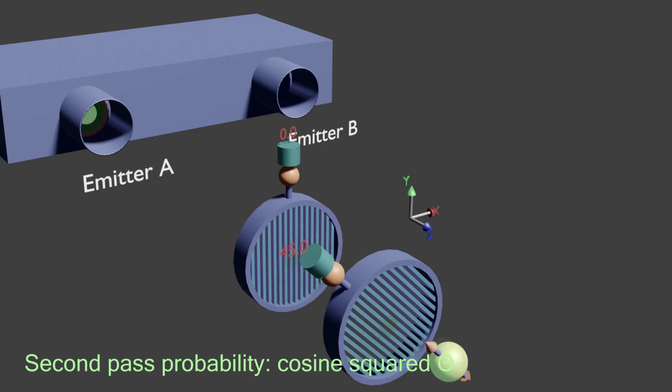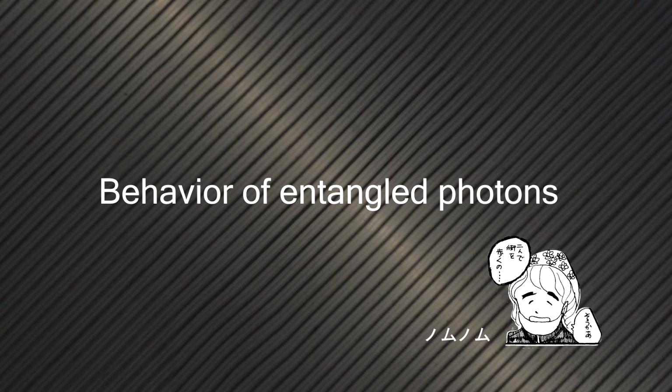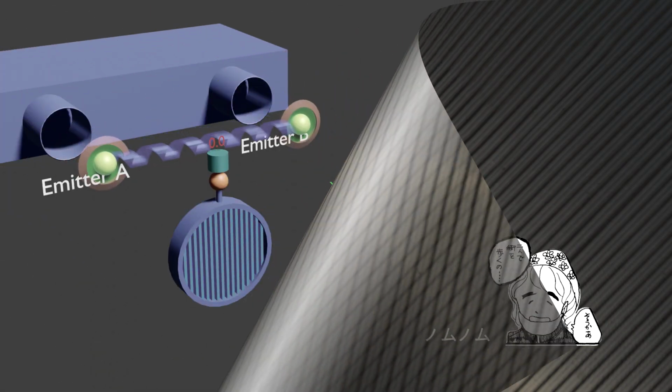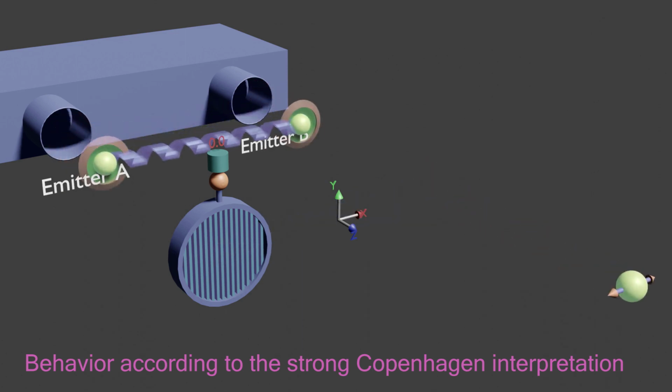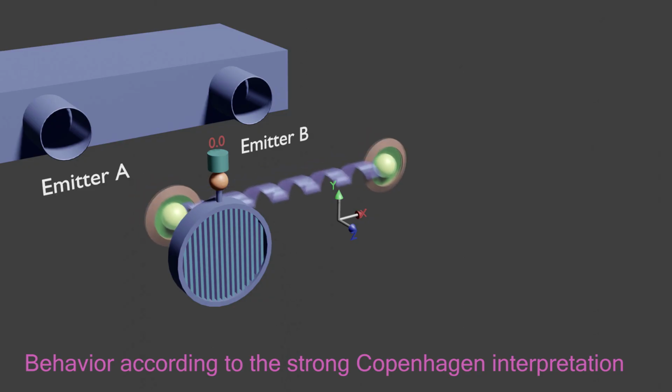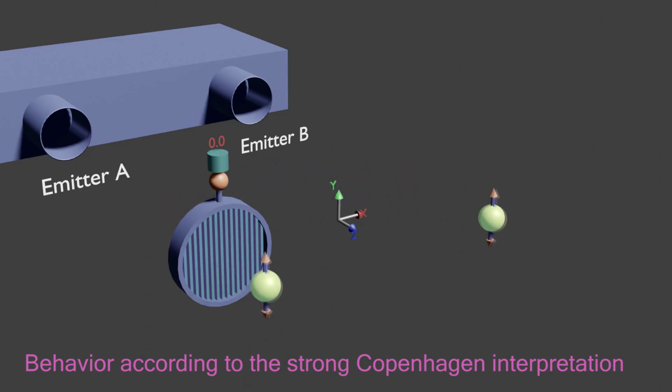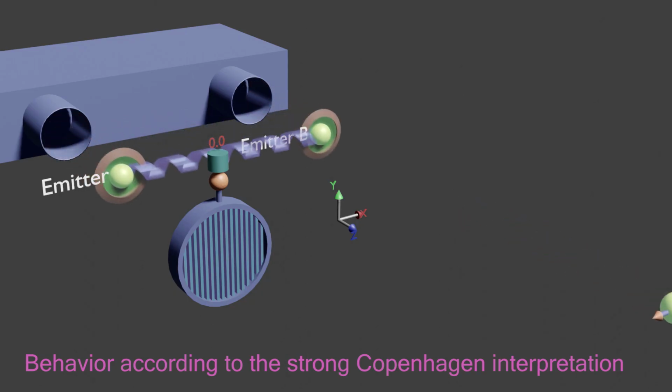Now that we're prepared, let's move on to explaining quantum entanglement of photon pairs. What we are showing you is an animation of photons based on the strong Copenhagen interpretation, which is currently the mainstream. A pair of entangled photons is simultaneously output from emitter A and emitter B. The purple spiral represents the quantum entanglement.